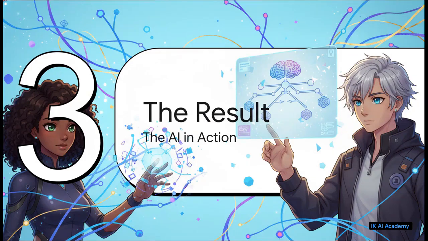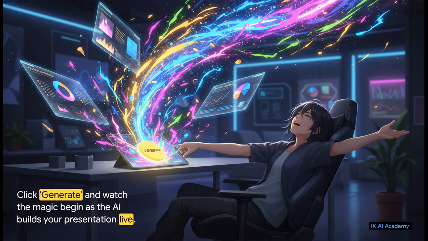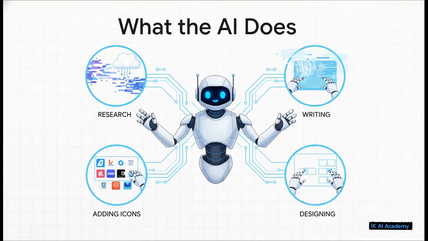Okay, so you've got your topic in, you've checked the outline, and you've picked a theme. Now you are ready for the most exciting part of this whole thing, actually seeing the AI work its magic. All you have to do is click that final Generate button, and then you can literally just sit back and watch. This is where it all happens. The AI builds your entire presentation, live, right there in front of your eyes. In those few seconds, the AI is doing a crazy amount of work. It's researching your topic, it's writing the text word for word, it's finding and adding relevant icons, applying professional fonts, and designing the layout for every single slide. It's doing hours and hours of work in just a few moments.